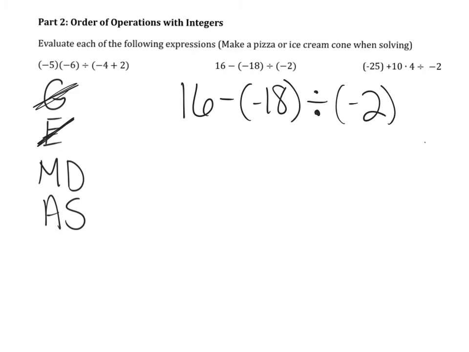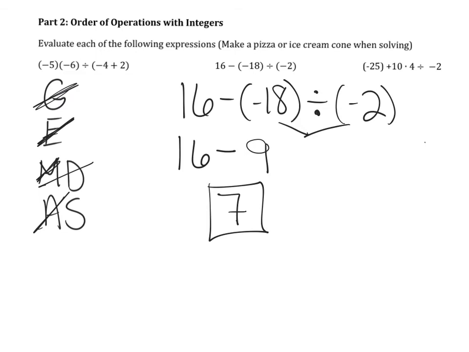And then we look, do I have multiplication or division? I don't have any multiplication, but I do have a division. I have negative 18 divided by a negative 2. So we need to take care of that first. So I'm going to rewrite 16 minus, and negative 18 divided by a negative 2 is going to give me a positive 9. So now I'm done there. Adding or subtracting, and no adding, so just subtract. 16 minus 9 is 7. So that would be my final answer.